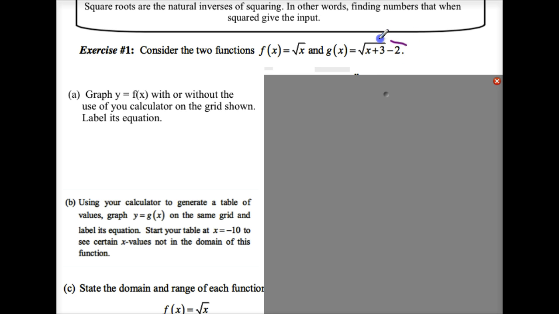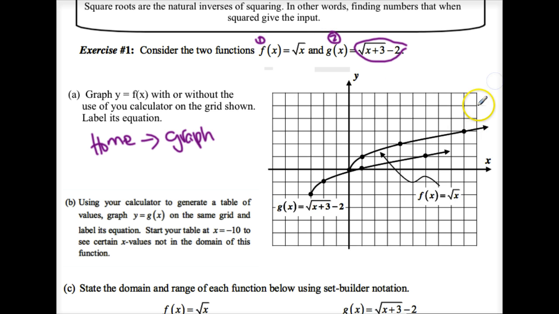Now be careful when you're entering this into the calculator. Only the x plus 3 is under the radical sign, and then minus 2 is outside. So graph this with or without using the calculator. All you do is go to home on the calculator, and then you go to graph, and you want to enter these two functions. This is my first function, this is my second function. When you enter that, you should have something that looks like this, which is what you're going to sketch.